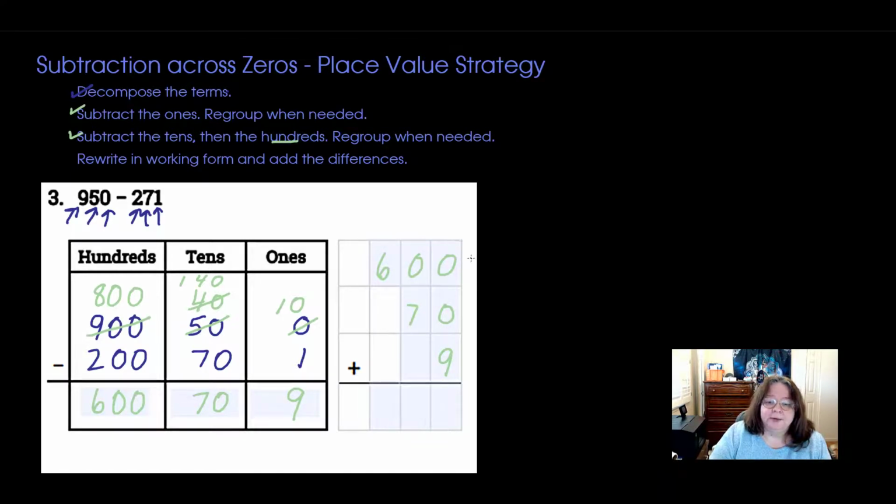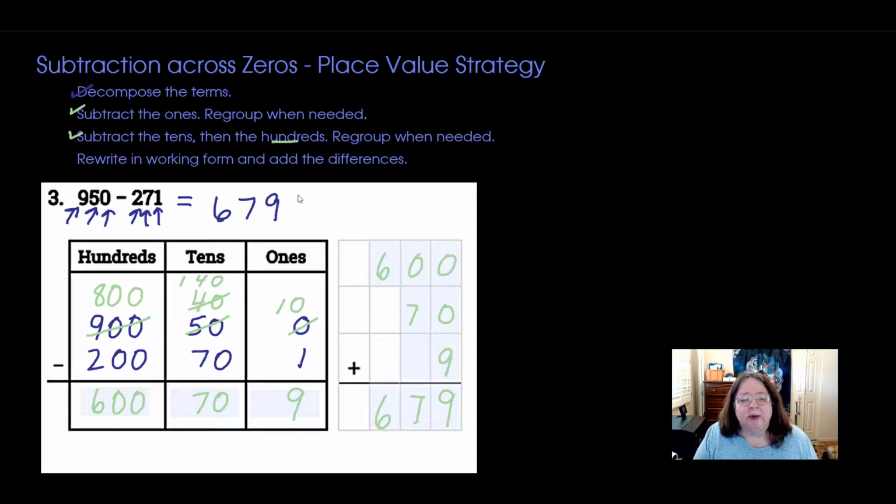Let's add these up. 0 plus 0 plus 9. 9 ones. 7 tens. There's still 7 tens. There's nothing else in the tens column. And 6 is the only number in the hundreds, and so we have 6 hundreds. Our answer is 679. So 950, and we subtract 271, our answer is 679.